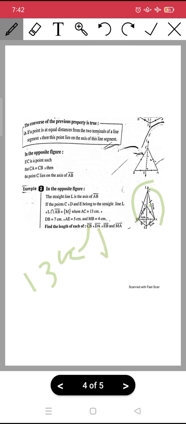Since D also belongs to the axis of symmetry, AD equals BD, which is 7 centimeters. E also belongs to the axis of symmetry, therefore BE equals EA, meaning 5 centimeters. And also since M belongs to the axis of symmetry L, MA equals MB, meaning 4 centimeters.